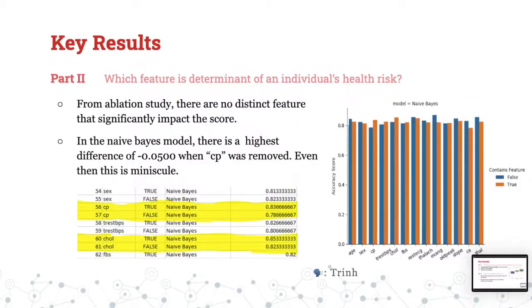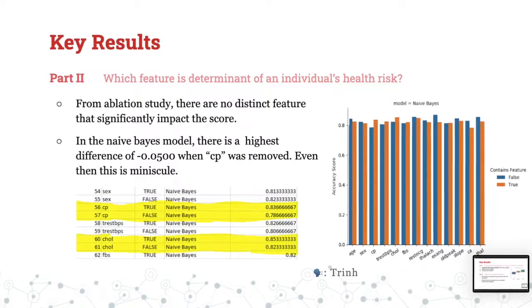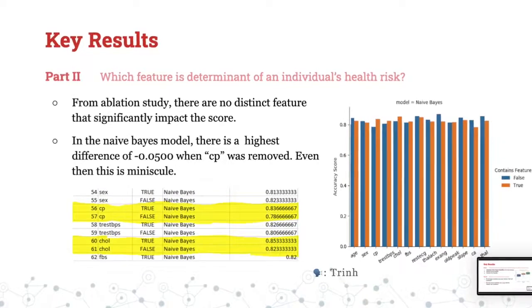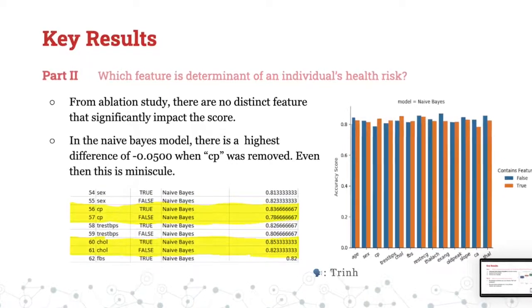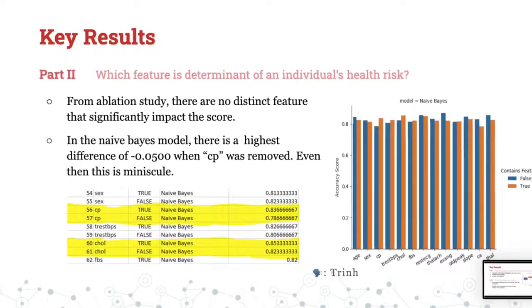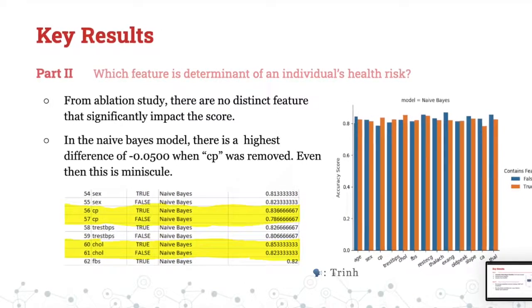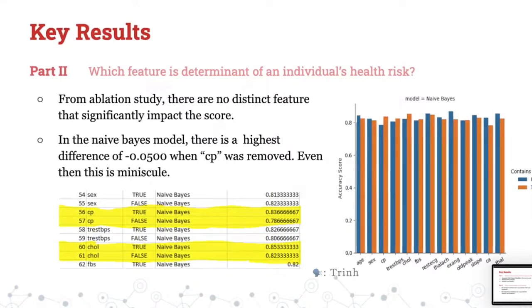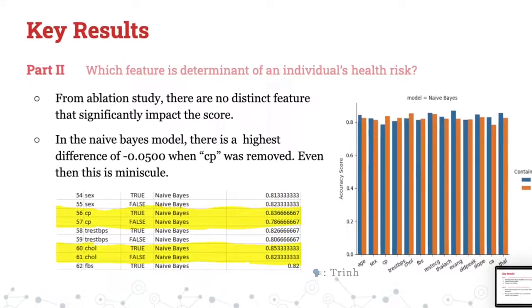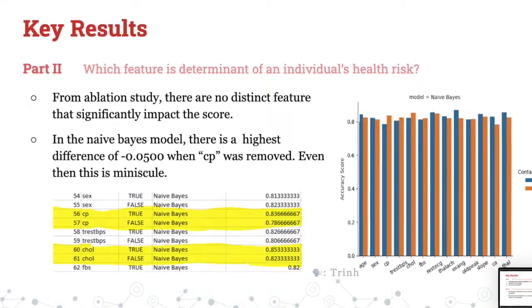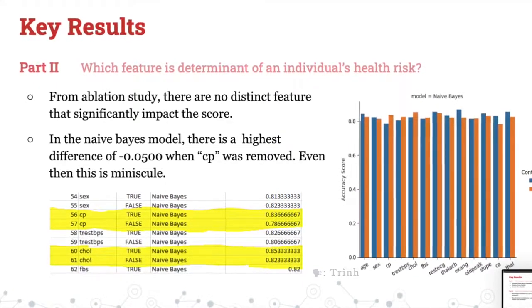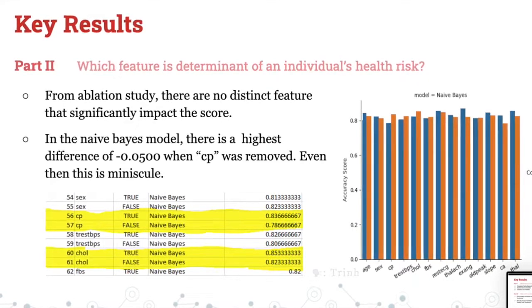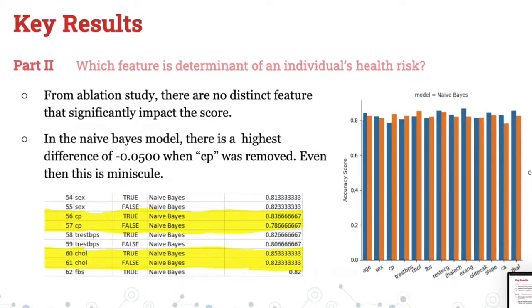In addition to the correlation calculation, we also conducted an ablation study with the hope of finding the determinant feature of the risk to an individual's health. Unfortunately, from the study, we cannot find any distinct feature that significantly impacts the accuracy score of the machine learning models. The only notable finding that we have from this study is that in the naive Bayes model, the highest difference was a negative 0.05 when chest pain type was removed. Even then, this value is minuscule.